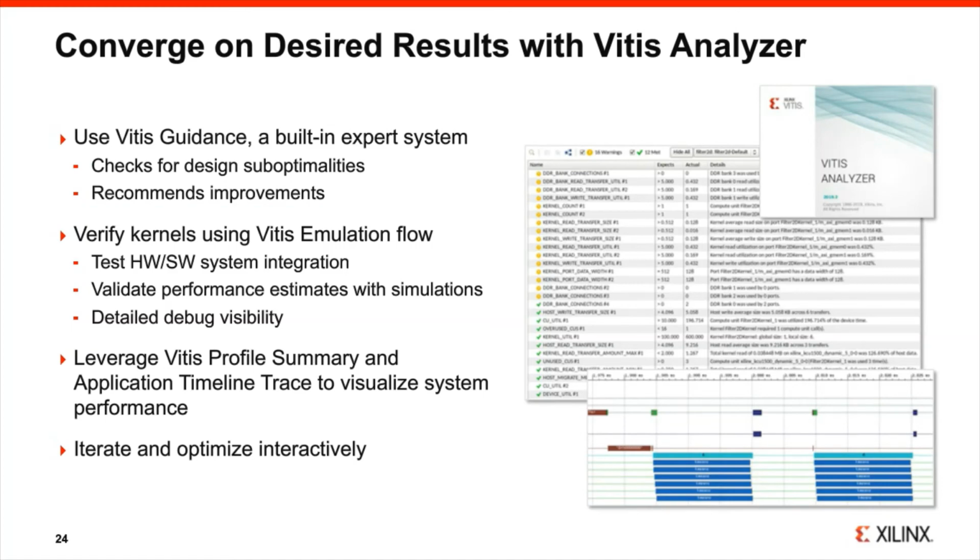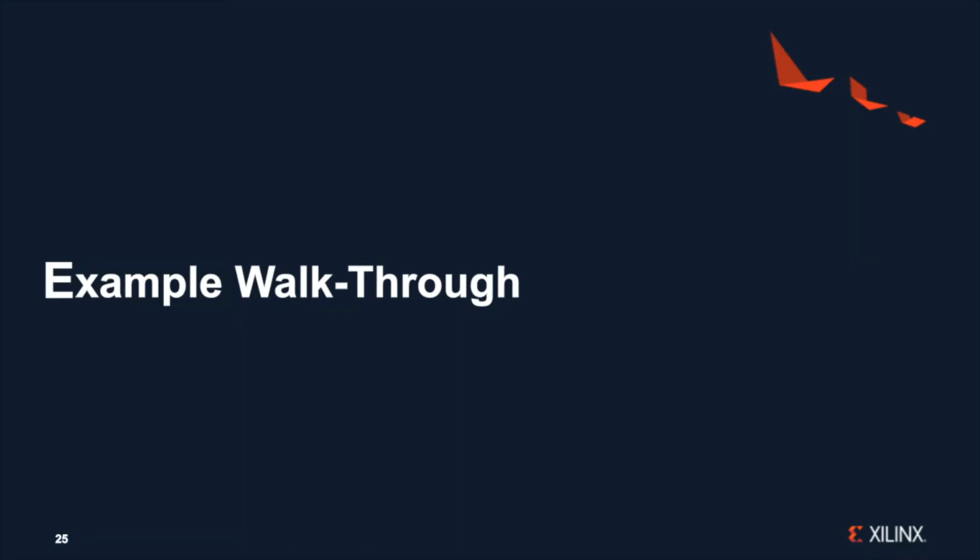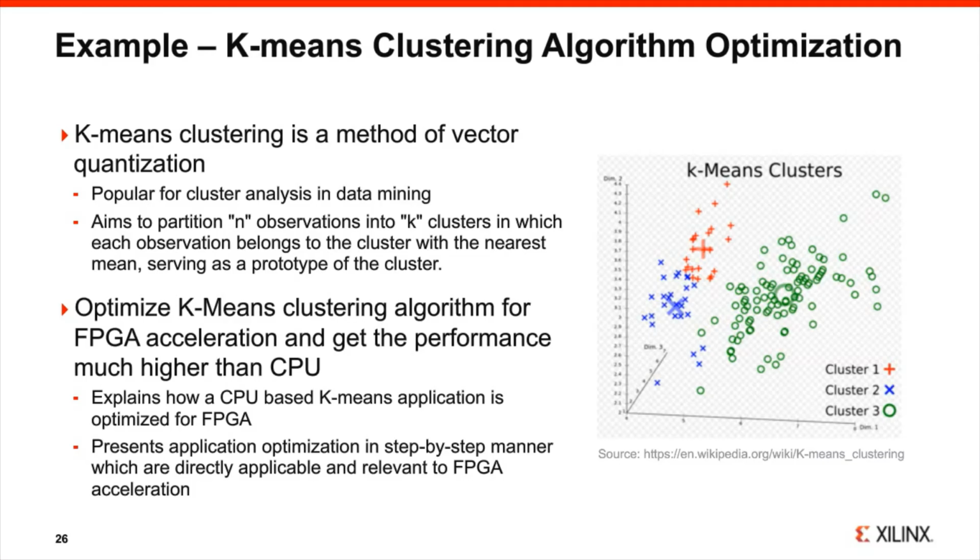Now, you should have already got many useful information about design methodology. Let's take a look at an example design on how to apply those methodologies to optimize your design step by step. The example we chose here is a very common algorithm in machine learning. The K-means clustering algorithm.